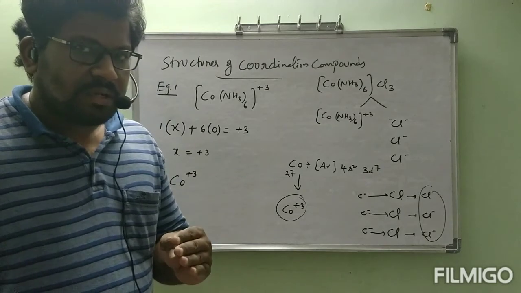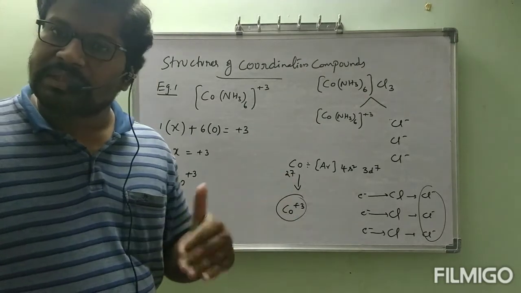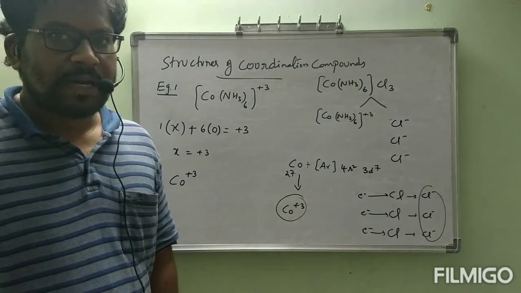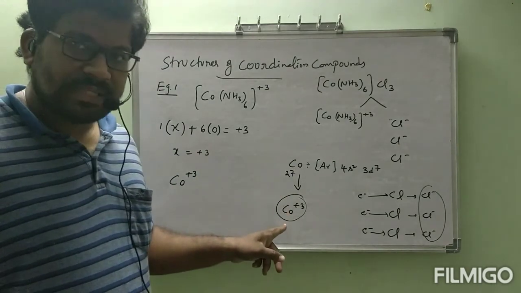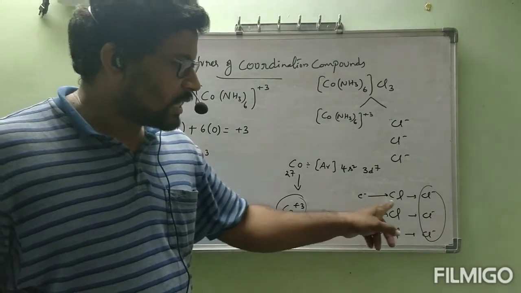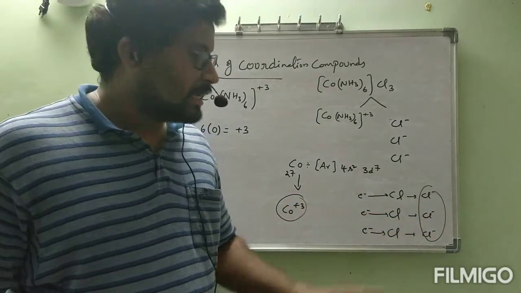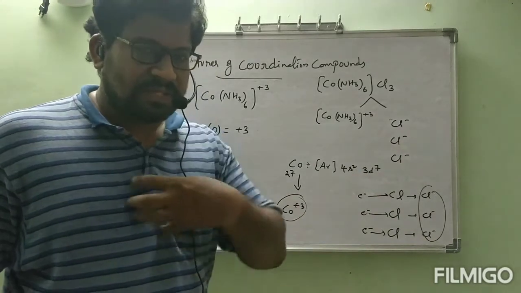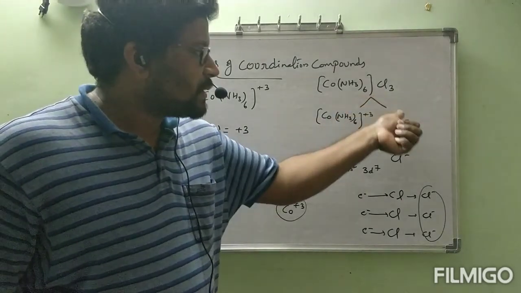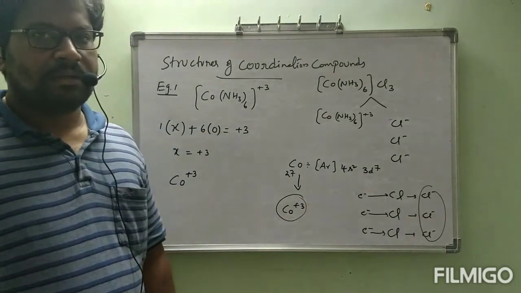Cobalt first will lose 3 electrons. Once again, the cobalt neutral atom will lose 3 electrons to form Co3+. Those 3 electrons are gained individually, 1 electron by each chlorine, to form Cl minus, Cl minus, Cl minus. This is primary valency, the first step. First cobalt will lose the electrons, na? That's why this is primary valency. Counter ions will satisfy primary valency. That is the meaning.